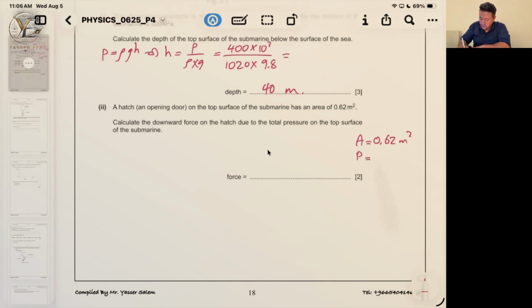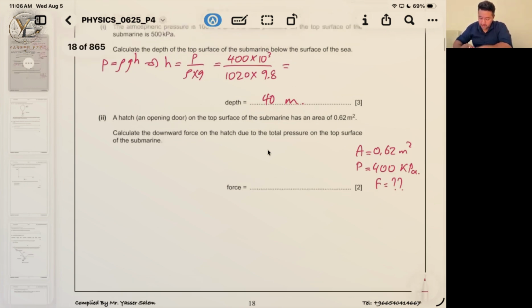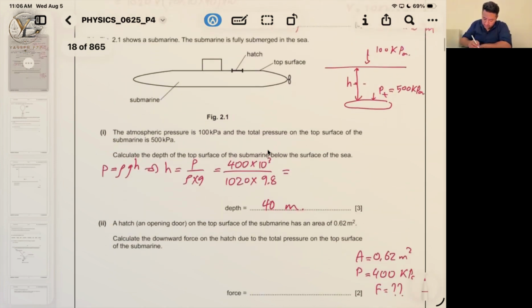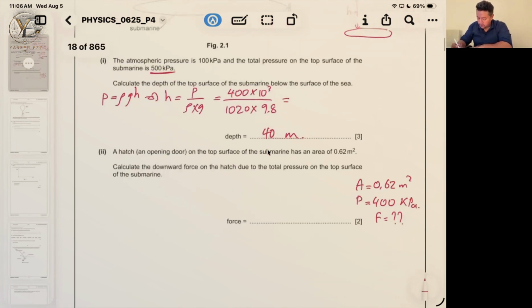The pressure equals 400 kilopascal, and it is asking for the downward force, F. Calculate the downward force on the hatch due to the total pressure on the top surface of the submarine. So the total pressure on the top surface is given to us as 500 kilopascal. So I'm going to change this into 500, because the total pressure on the top surface is 500 kilopascal.